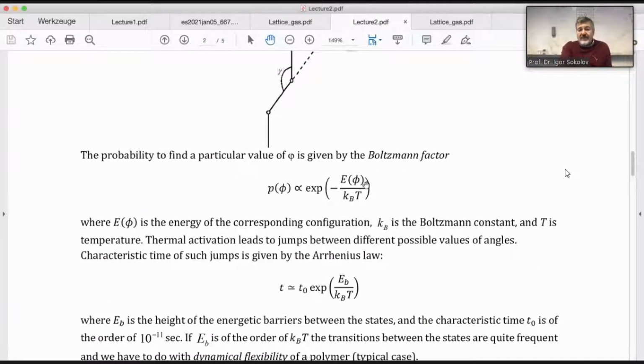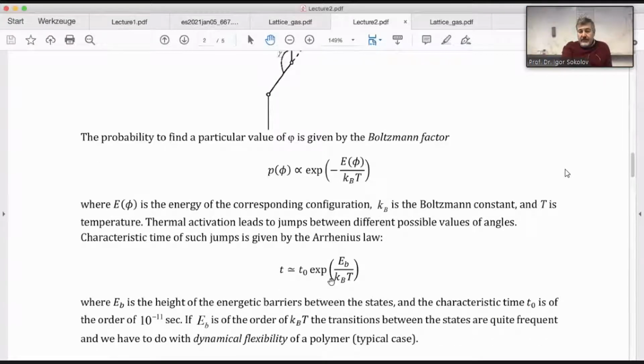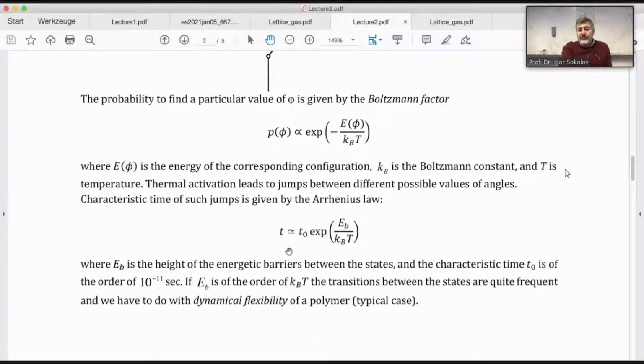So if you have this E of phi, then there is some minimum, and the typical time is given by the Arrhenius law. Chemists must have learned about Arrhenius. Have you heard about the Arrhenius law? Who can tell me? Yes, but like in kinetics, I think, as far as I remember, something we said. This is true.